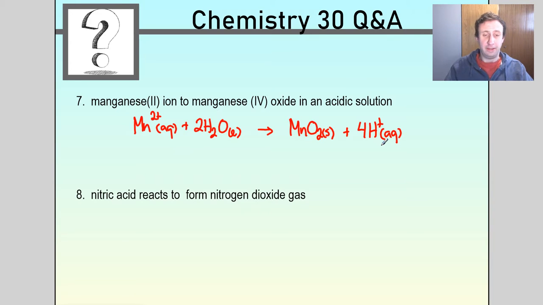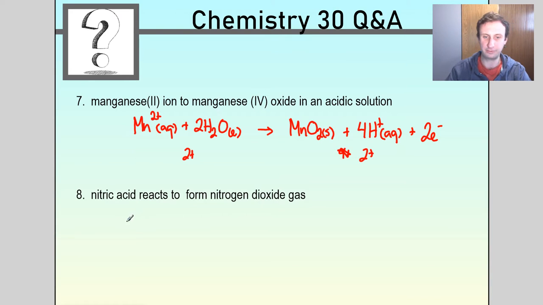Finally, the next question would be, how can I make the charge equal? On the left, I have 2 positive for an overall charge, because I have the 2 positive manganese. And over here, I have 4 positive. So that means I can add 2 electrons to the right, and then that will change this to 2 positive. And now it's equal. So that is a balanced complex half reaction. It's completed. So let's try one more together.